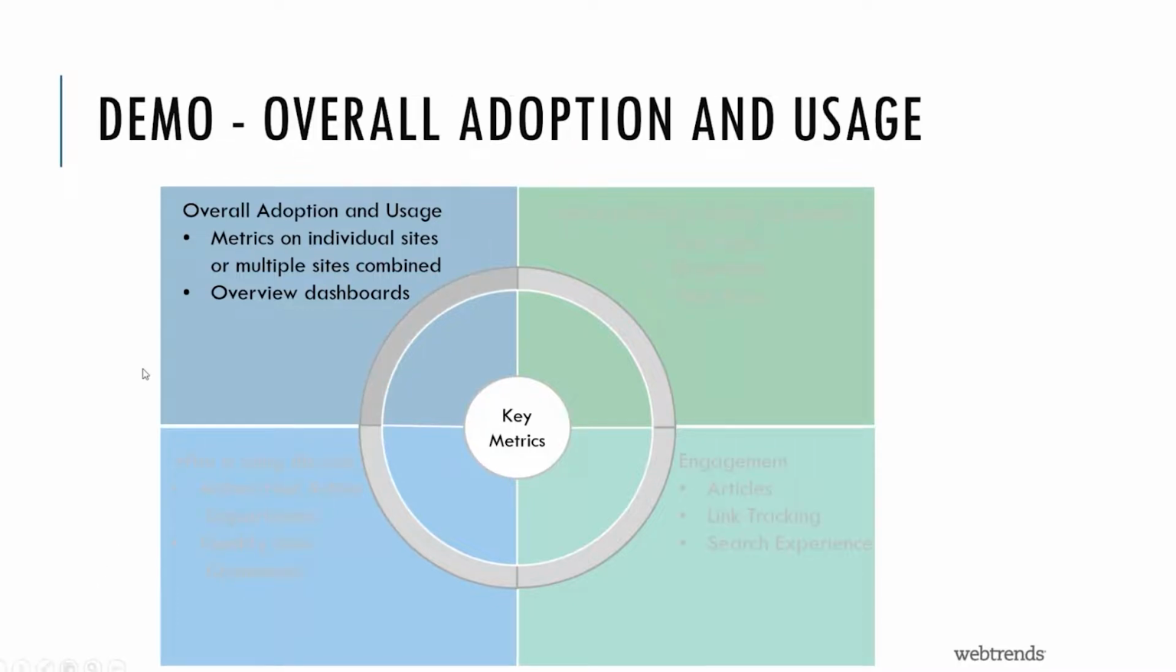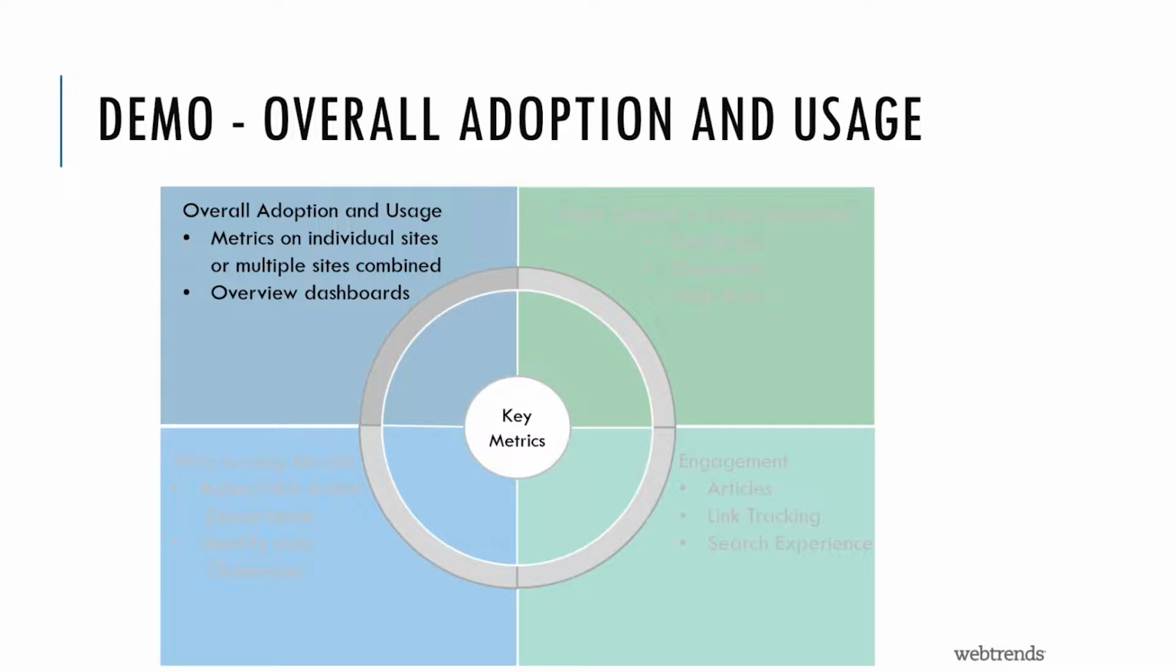So the first area is overall adoption and usage. So this is to gain a better idea of the overall traffic trends to each of the sites. You can view this individually or as a whole. It helps you understand, is your intranet gaining or losing usage over time? Are we getting repeat visitors? Also, viewing information on multiple sites at once is difficult to do using the native SharePoint reports. It's hard to combine multiple sites together, but with Webtrends, I can see that this is easy to do.